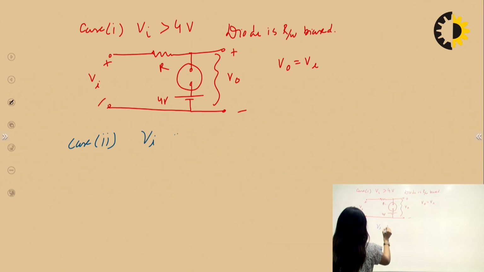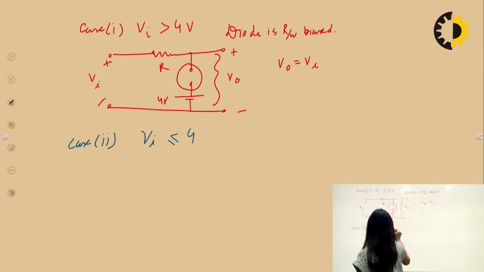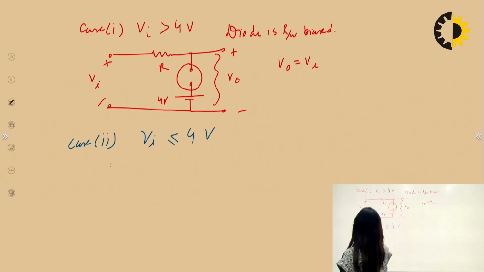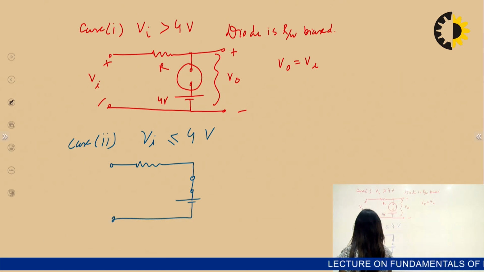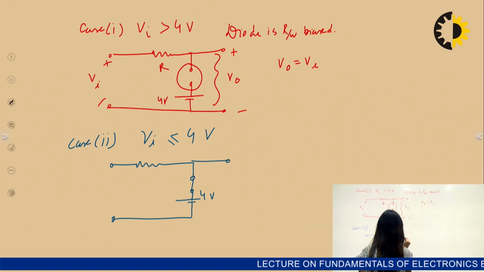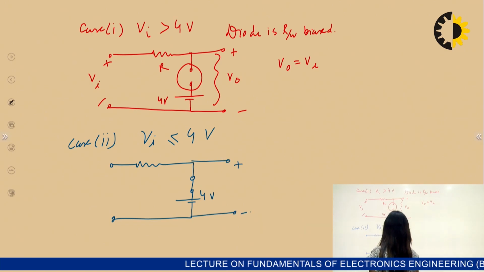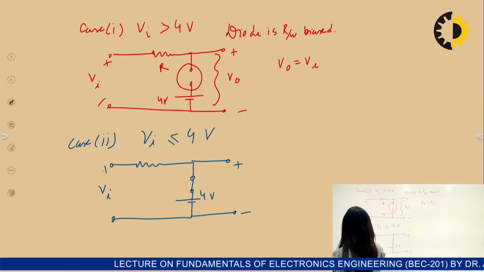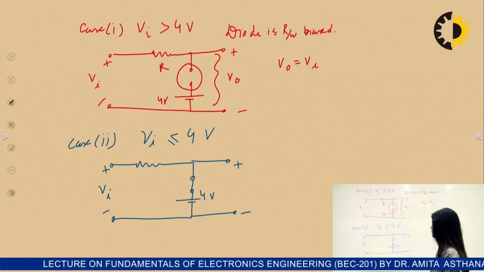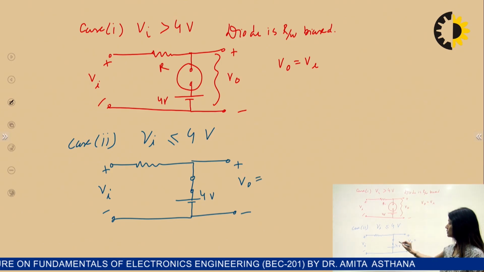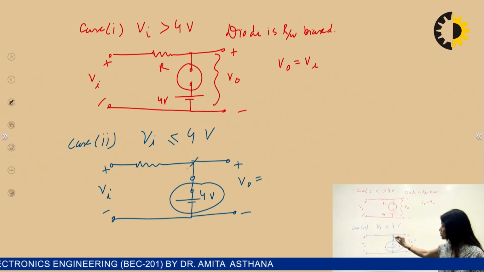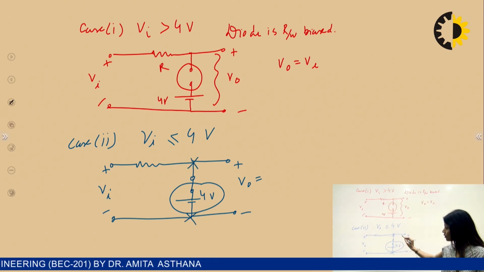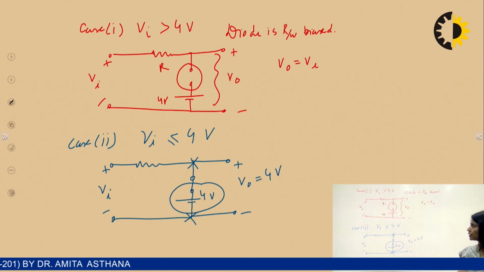When Vi is less than equal to 4 volt, you will make this circuit. The diode is short. Okay. Now VO would be what? 4 volt. This is 4 volt because between these 2 points, if I see the voltage is 4 volts, so VO is equal to 4 volt.